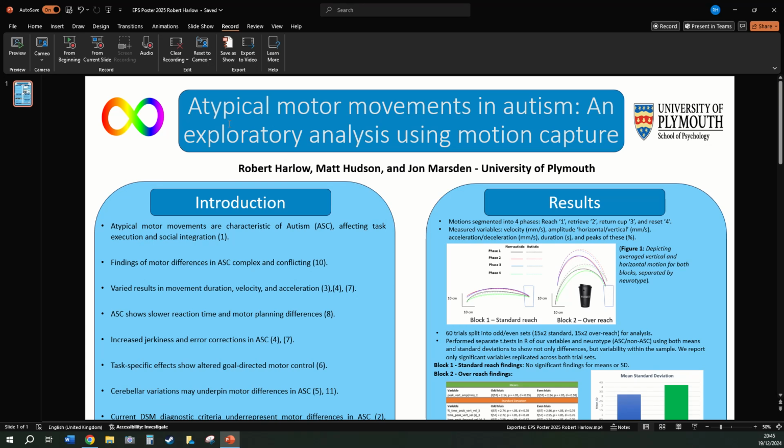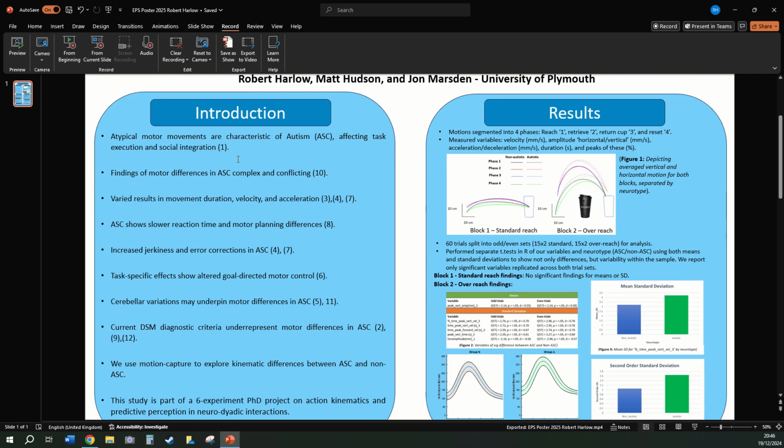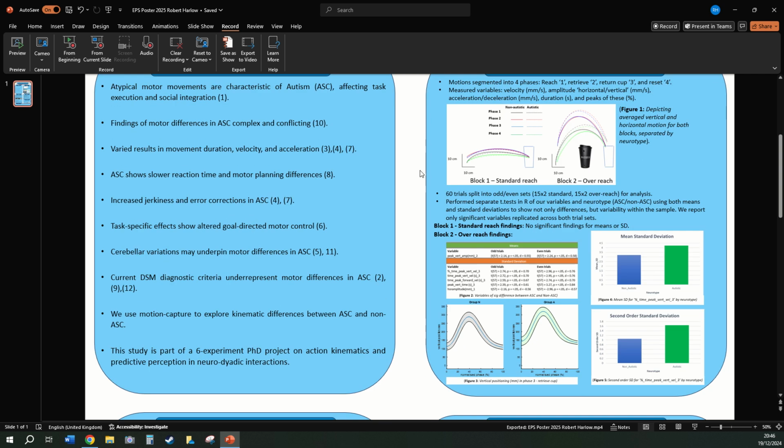This is my poster on atypical motor movements in autism, an exploratory analysis using motion capture. As an introduction, atypical motor movements are a characteristic feature of autism, affecting task execution and social integration. However, there is conflicting research on what specific motor differences occur in autism.